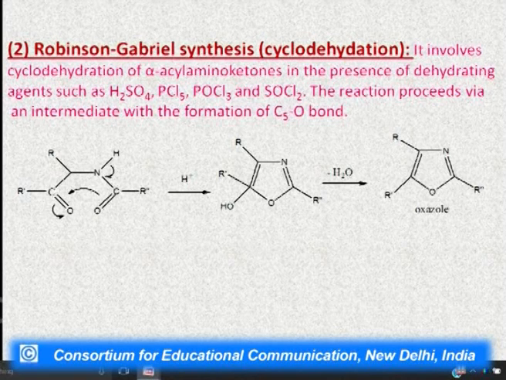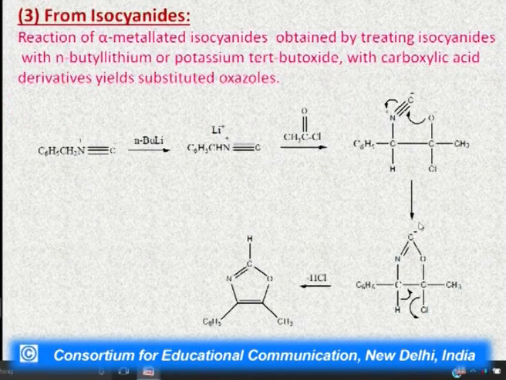The reaction proceeds via an intermediate with the formation of a C5 and oxygen bond. So, here this is the reactant molecule. It will undergo cyclodehydration. Here water will go out from this position, and this C5 and this oxygen bond will be formed in the cyclization process, and it will finally undergo removal of water and give us the oxazole ring.